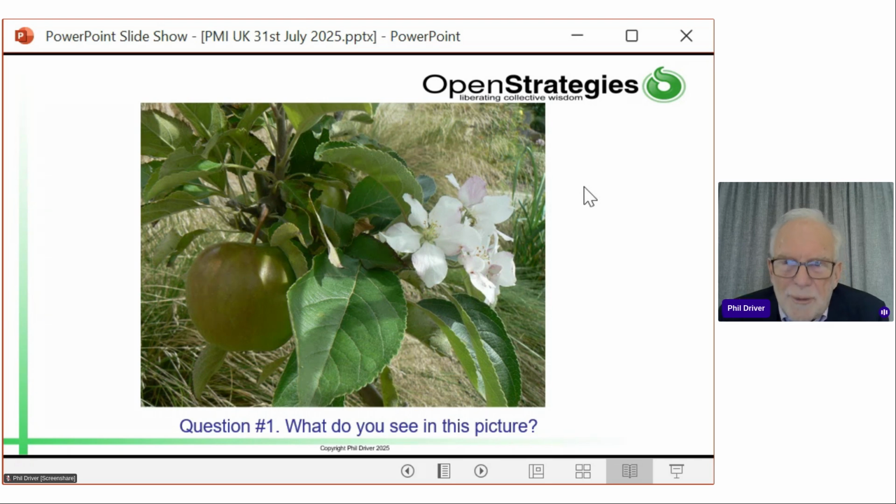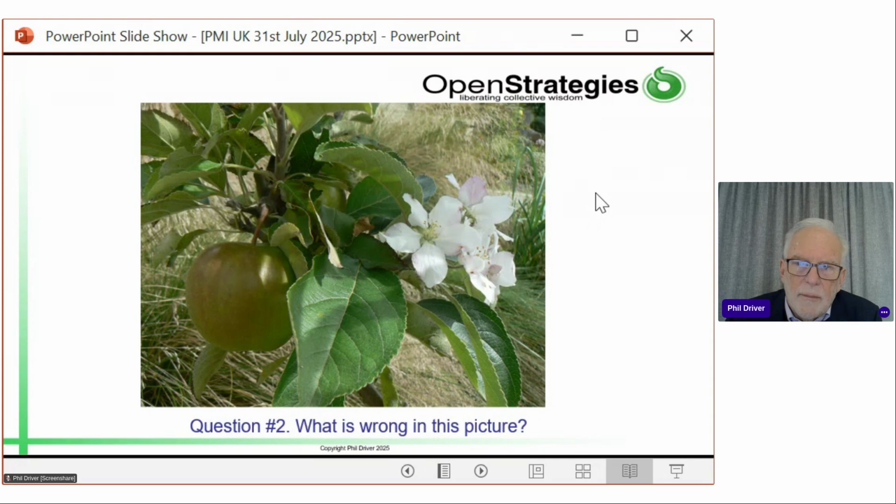I'm going to touch on another aspect of strategy. Just have a quick look at that photograph and say to yourself, what do you see in that photograph? Yeah, it's a pretty picture, isn't it? What are you seeing there? Okay, I'm going to show you the same photograph with a different question. Do you see something different now? What's wrong in that photo?